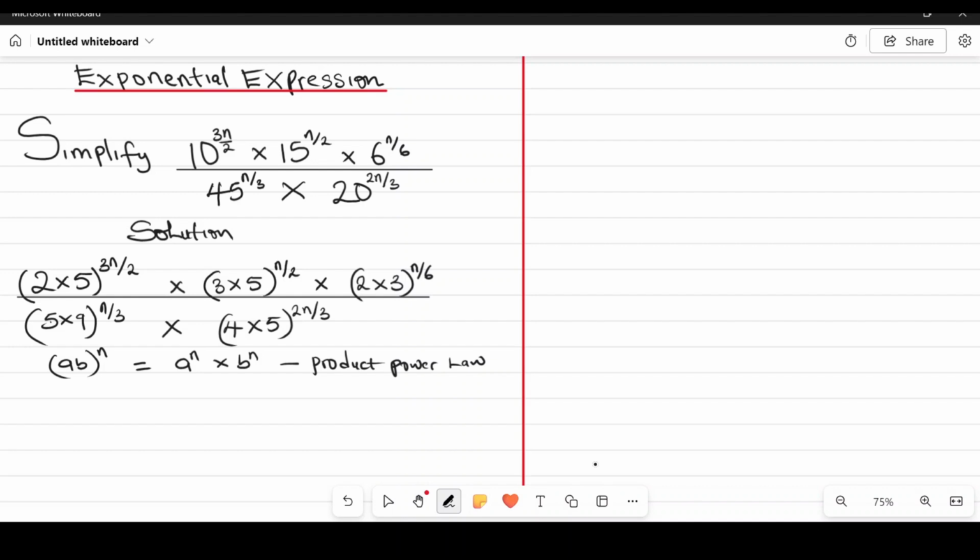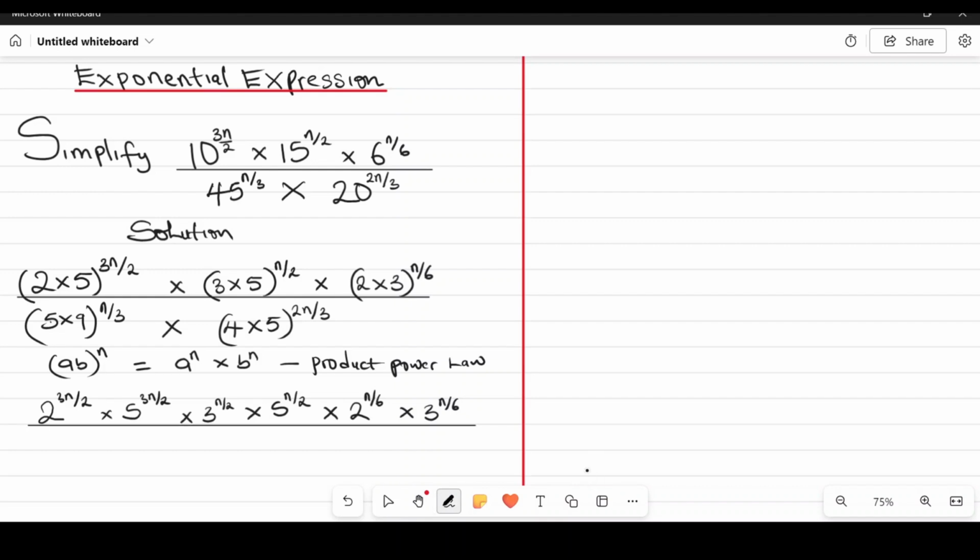If we do that, this will be written as 2 raised to the power of 3n divided by 2, times 5 raised to the power of 3n divided by 2, times 3 raised to the power of n divided by 2, times 5 raised to the power of n divided by 2, times 2 raised to the power of n divided by 6, times 3 raised to the power of n divided by 6. Also, we do the same to our denominator.